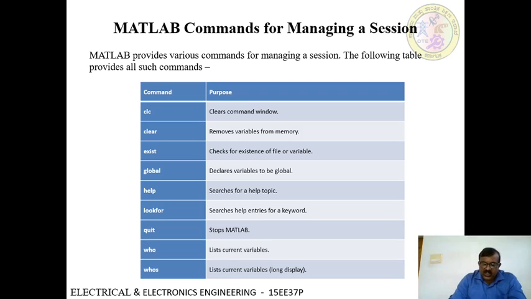Global. Whatever variables are used in a program are local to that program, so to make a variable global we use the global command. If you use the global command for a variable, that variable is also available for other functions and other programs. We can use the same variable. So to make the variable global, we use the global command.